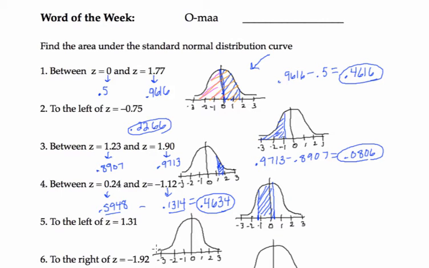Number 5, to the left of z equals 1.31. 1.31 is about here, to the left of it. That's what my table gives me, so I just look that up in the table.